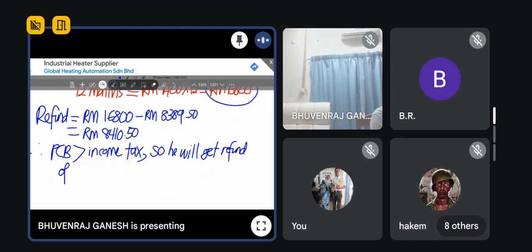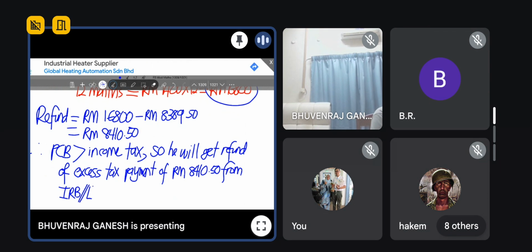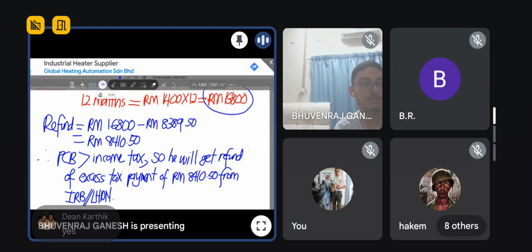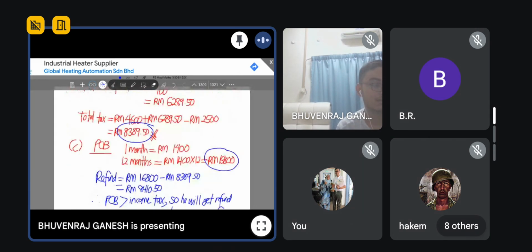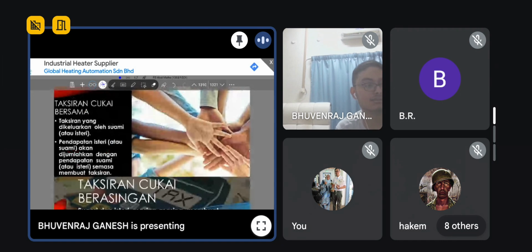Refund of excess tax payment. Dia akan dapat wang balik sebanyak RM 8410.50 from IRB or LHDN. Okay guys, do you know how to answer this kind of question now? Boleh dapat? Okay, so make sure you answer in this format for this type of question. Alright? Okay, so until here, are you clear?